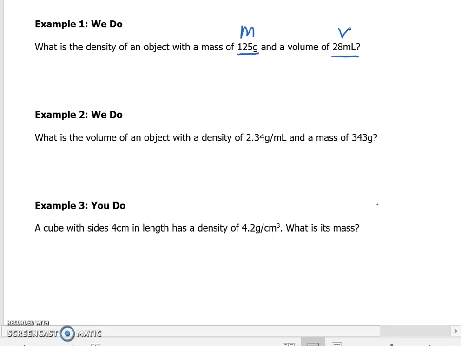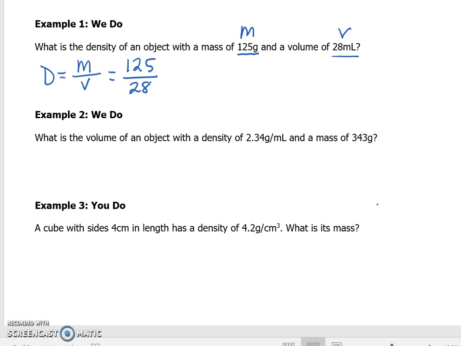So I must be searching for density, which makes sense from the wording of the problem, right? What is the density? So I'm looking for density. So the equation I'm going to use is D equals M over V. And so now I just want to plug in my information. So mass 125 over volume 28. And when it's 125 over 28, that means I want to divide. So in my calculator, I'm going to plug in 125 divided by 28.